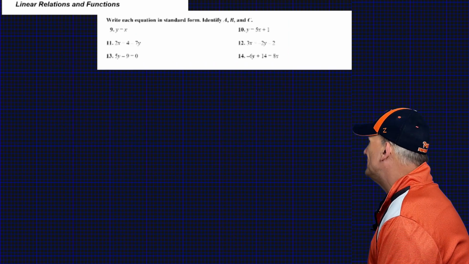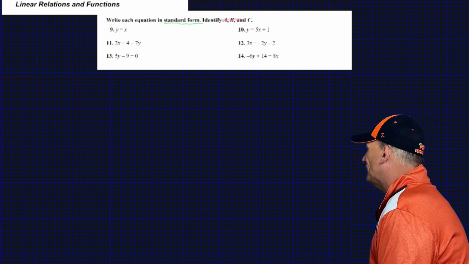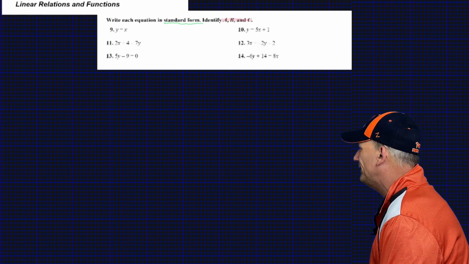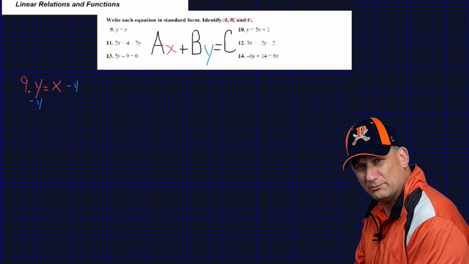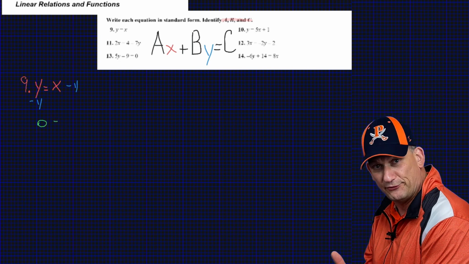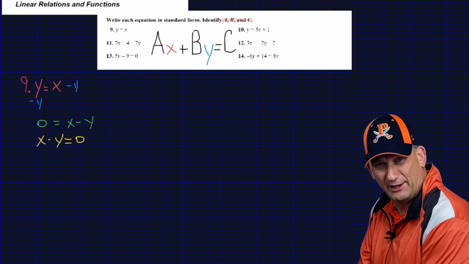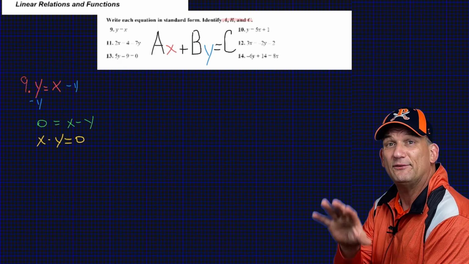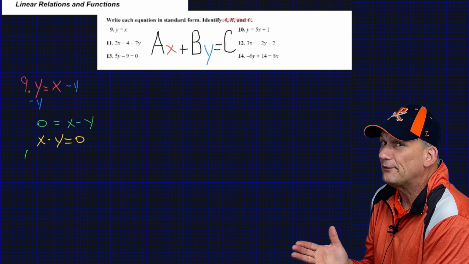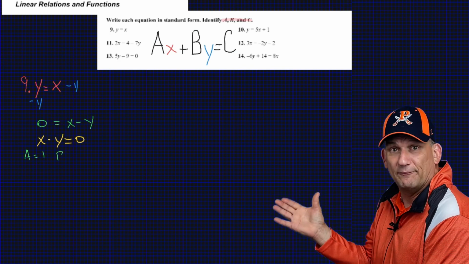All right, so here we go. It says write each equation in standard form. Identify a, b, and c. Now remember, standard form of a linear equation is ax plus by equals c. Now obviously the a, b, and c, we're going to replace those with values. But basically the x and y are on the same side. It doesn't really matter the side, but x and y together equals some value.